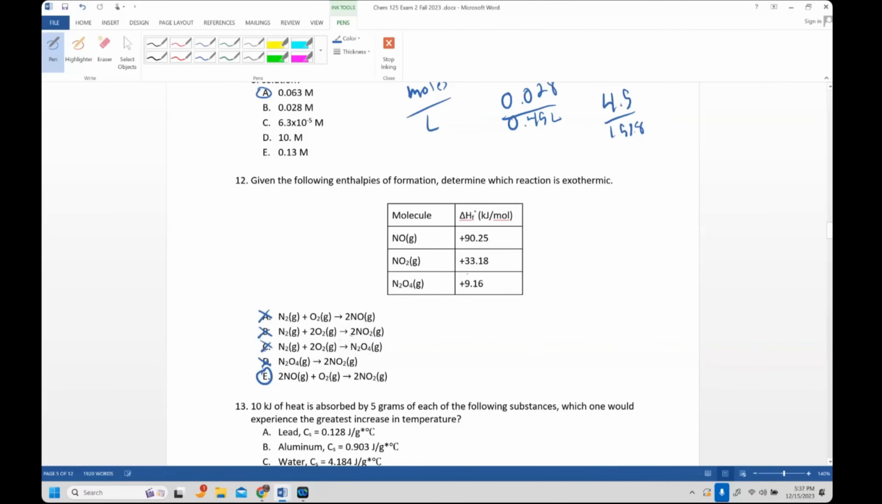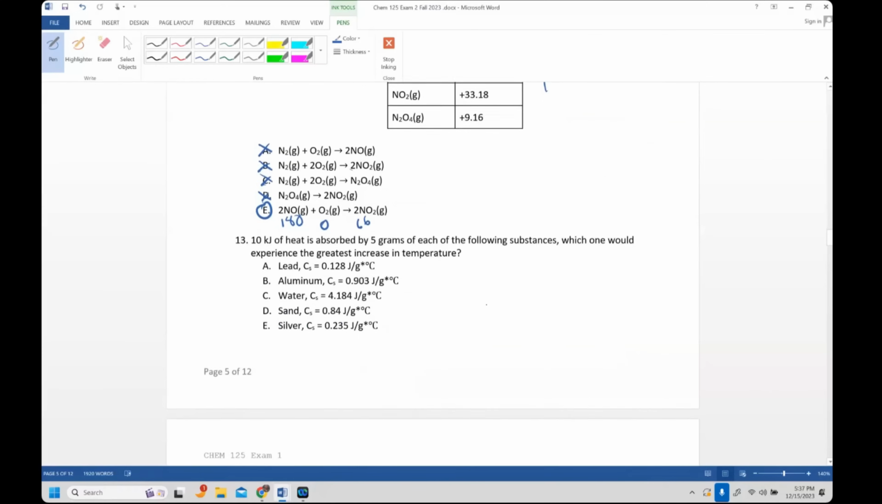We have 33 times 2, so that's 66. We have 0 here, and then we have 2NO, so that's going to be around 180. So 66 minus 180, that's going to be a negative number, and that's going to be exothermic. I can see why this problem was complicated, because if you didn't know that N2 and O2 were diatomic gases, and that their enthalpy of formation is actually 0, you wouldn't have got that right, or that would have been confusing. So yeah. All right. Number 13.